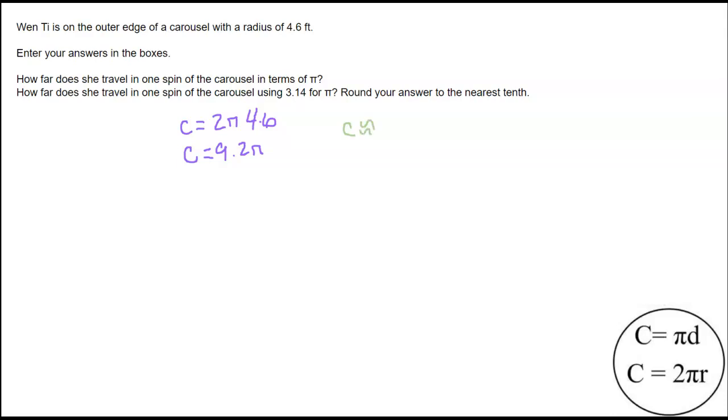Now, to find the approximate answer, you're going to say circumference is approximately 2 times 3.14 times 4.6. Let's look at the next question.